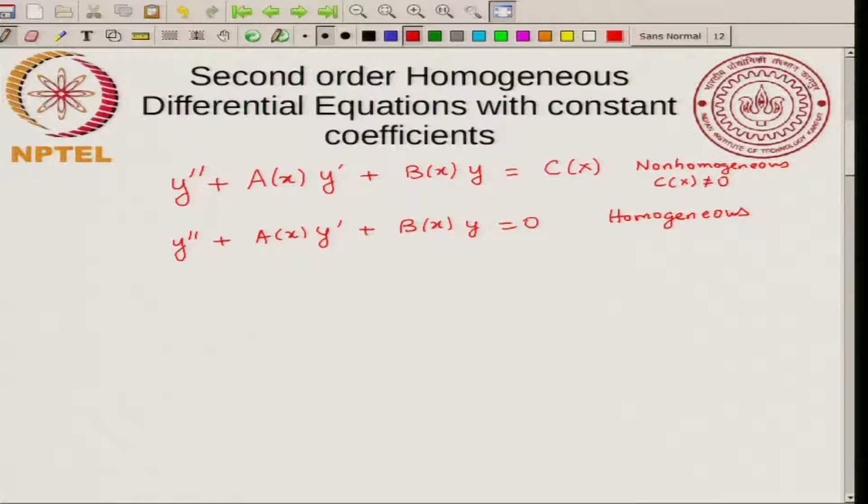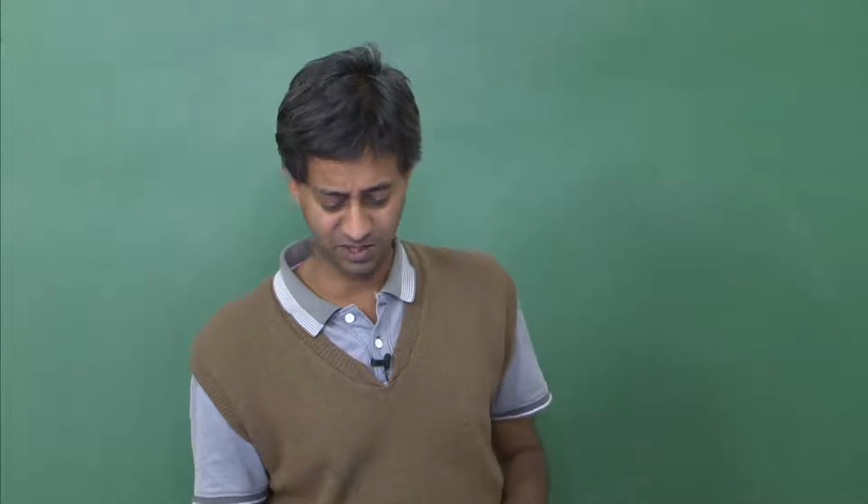and we saw that for homogeneous equations you have basis functions. So you can write your general solution as a linear combination of basis functions, c1 y1 plus c2 y2, where y1 and y2 are solutions of the differential equation. So, homogeneous differential equations have this nice feature, which is not there for non-homogeneous equations. So, you cannot write this for non-homogeneous equations.